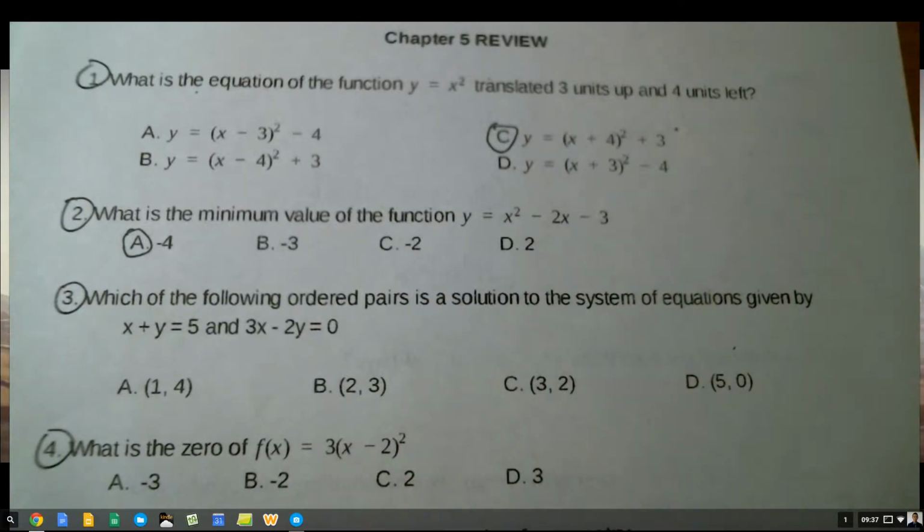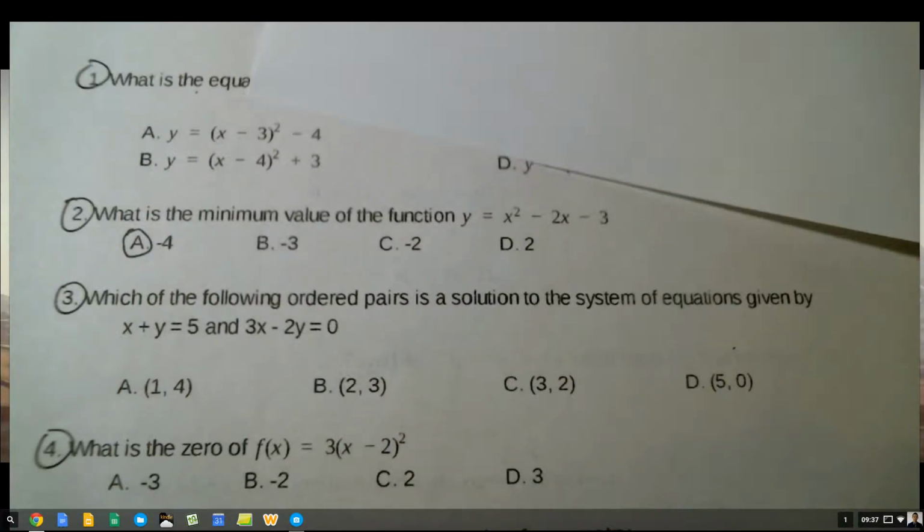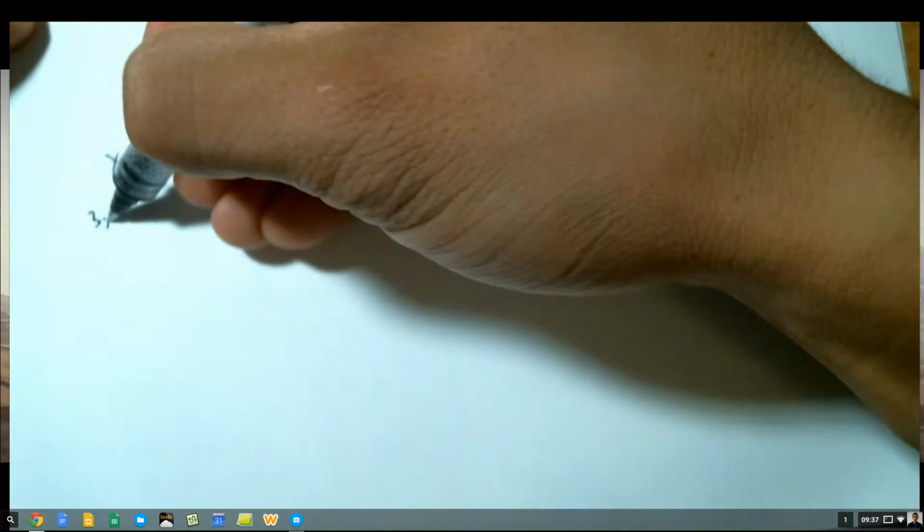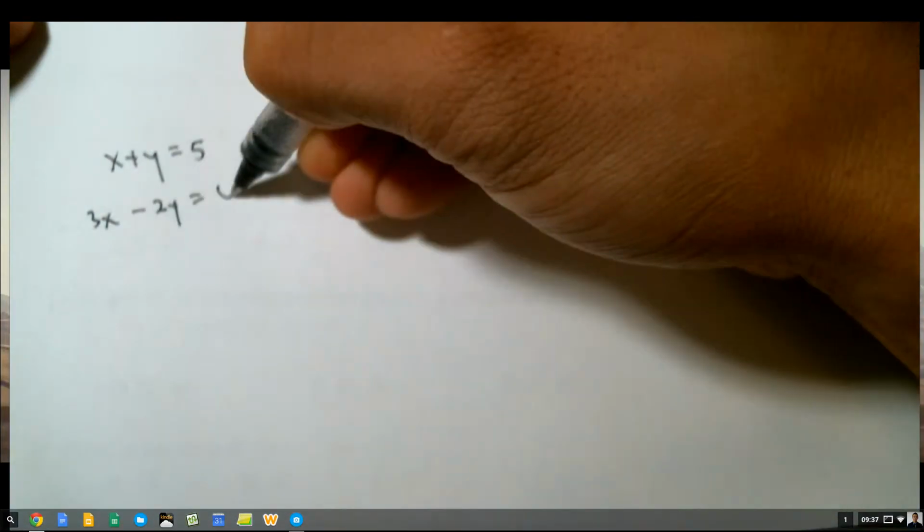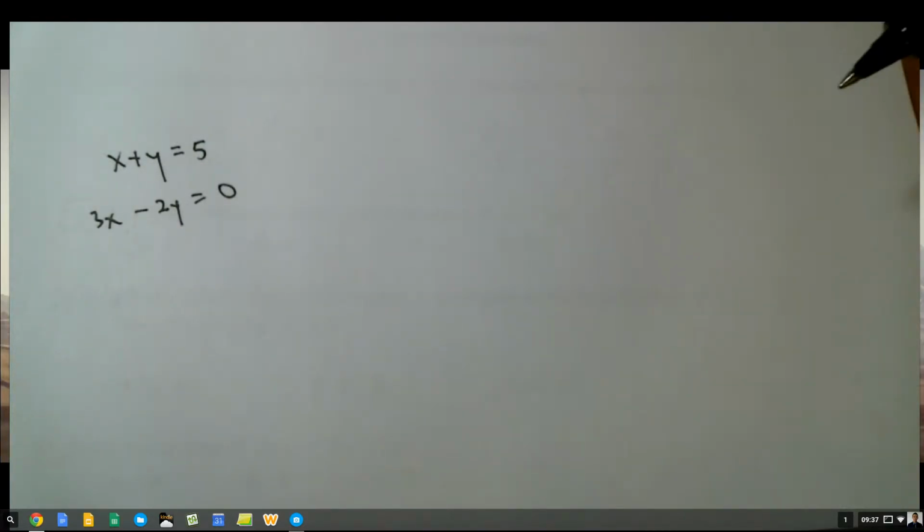So let's take a look. So we have x plus y equals 5. And what is my other equation? 3x minus 2y equals 0. This looks like one of those systems of linear equations where we have to eliminate the variable type of problem. That'll tell us what the x and y values are.